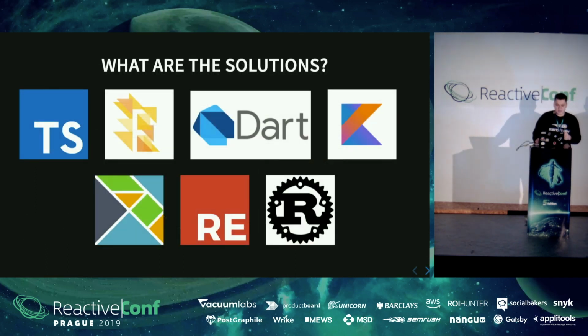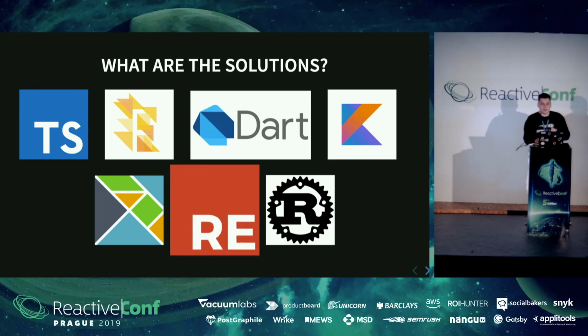As I said before, there are technologies that can help us to solve this problem. Some of them try to introduce static typing in JavaScript, while others are already languages with static typing and compilation to JavaScript. And now let's see what ReasonML is.